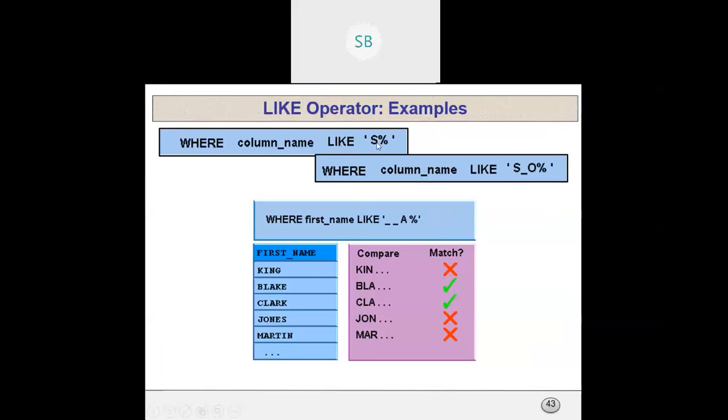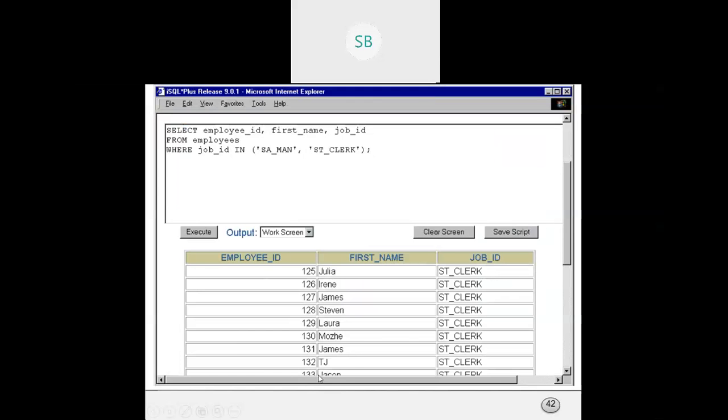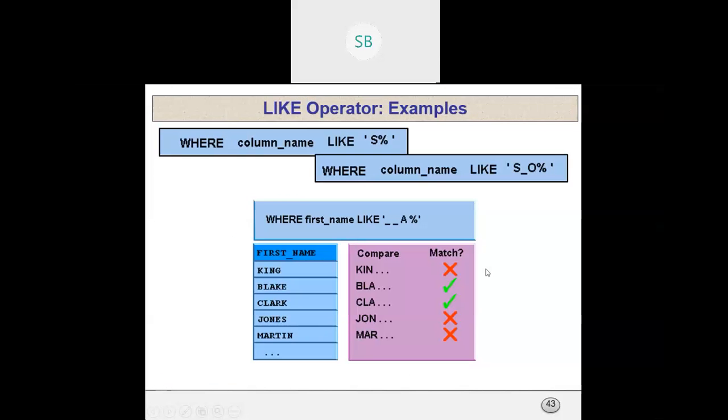So this means the first letter should match, that is it should be S, otherwise it can be anything. Next, where column name LIKE S, then underscore in the middle, and underscore represents a single character. There must be a single character in the middle. After that O, after that it can be anything. And similarly, there must be exactly two characters, and it should have A in the middle and then percentage. So you need to find out.